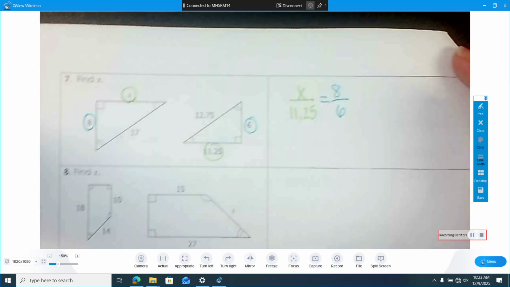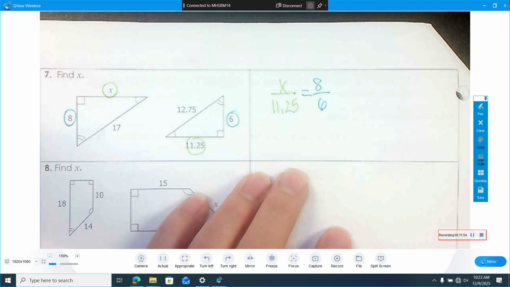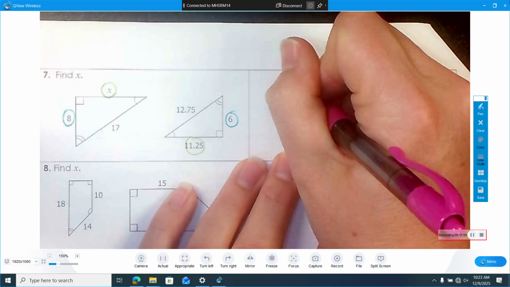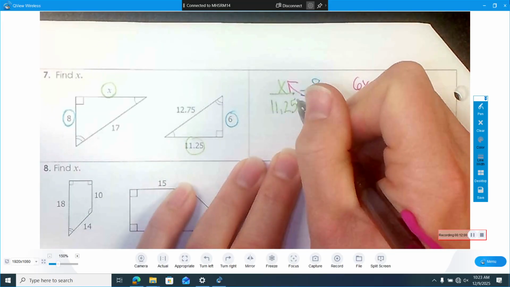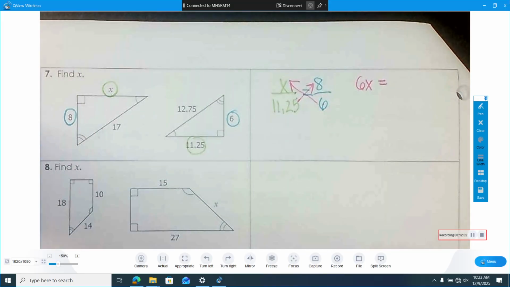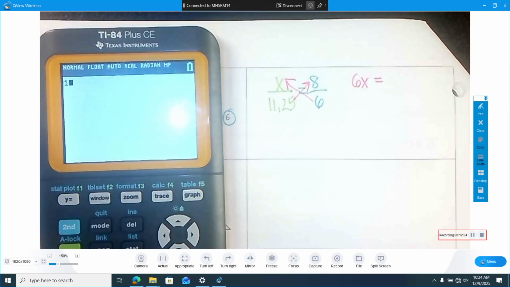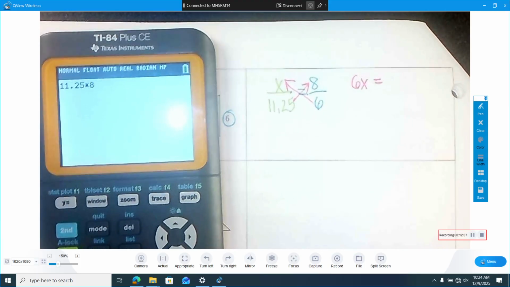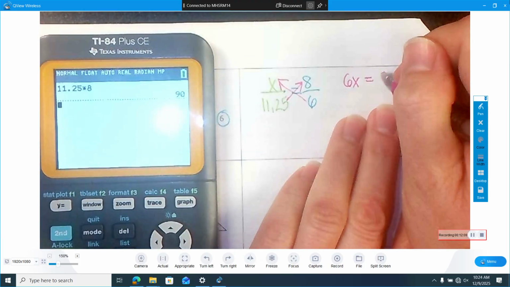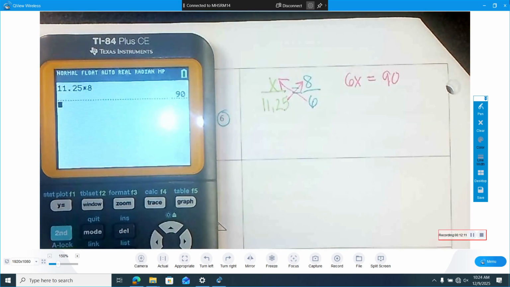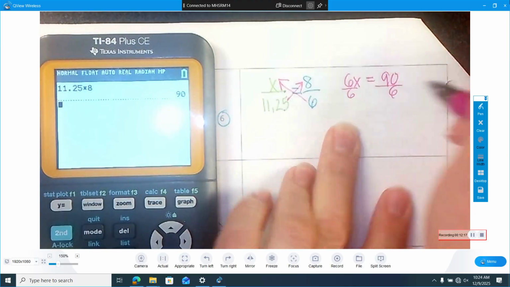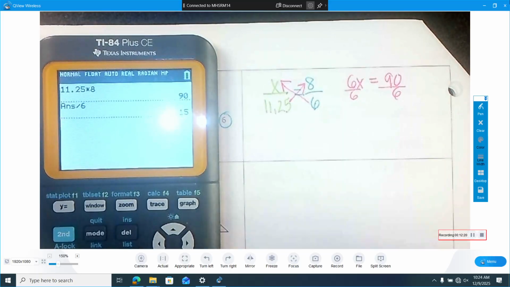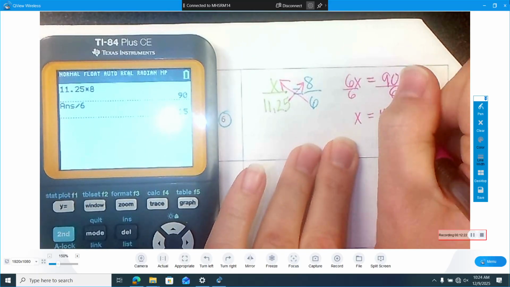How do we solve for X? Cross multiply. So I'm going to cross multiply. 6 times X is 6X. And I don't know what 11.25 times 8 is. 11.25 times 8 is 90. And then what do we need to do to solve for X? Divide by 6, divide by 6. So we get X equals 15.